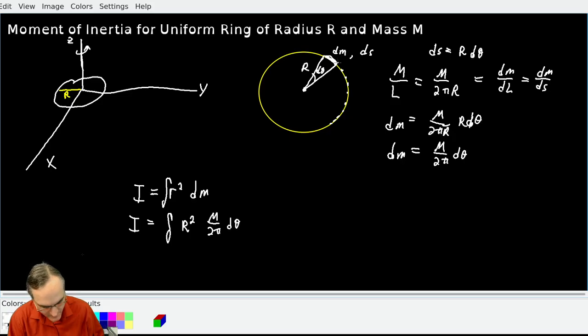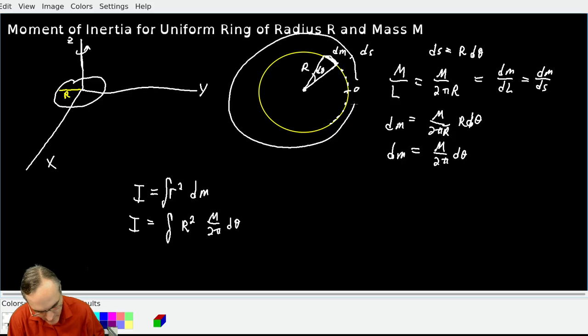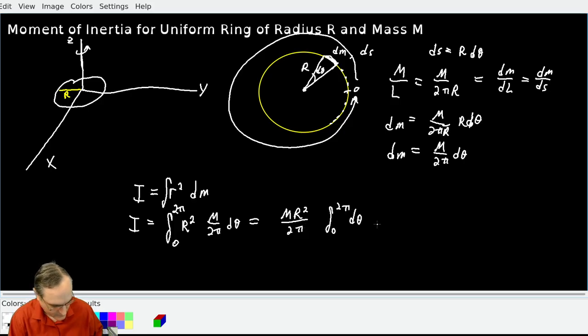How much will we have to go around? Well, we have to start at some point and go all the way around until we get back. So that will be from 0 to 2 pi. Most of this is constant, so we can pull it out in front. We get an integral from 0 to 2 pi of d theta, and we get mr squared over the 2 pi constants times the result of our integral, 2 pi. We get mr squared.